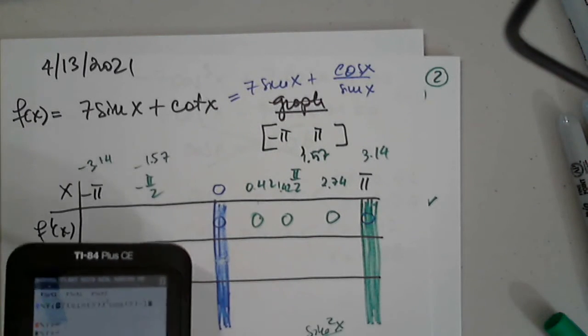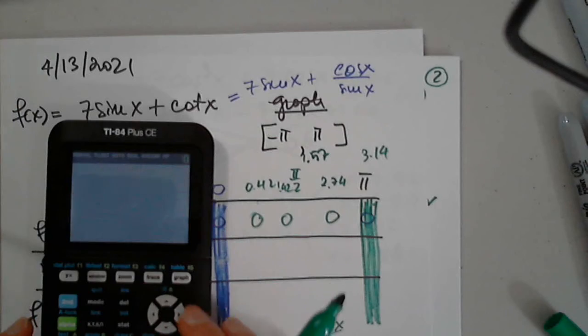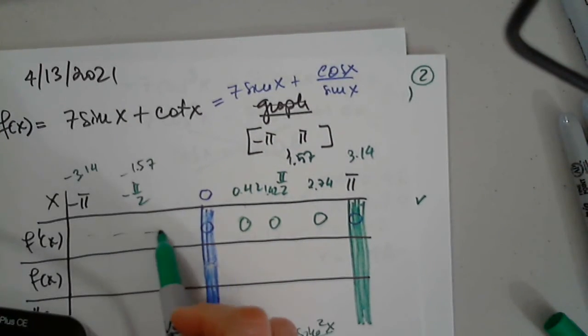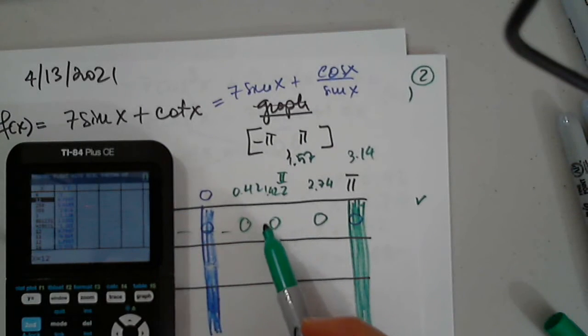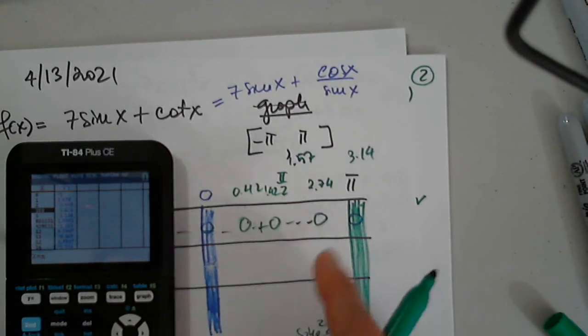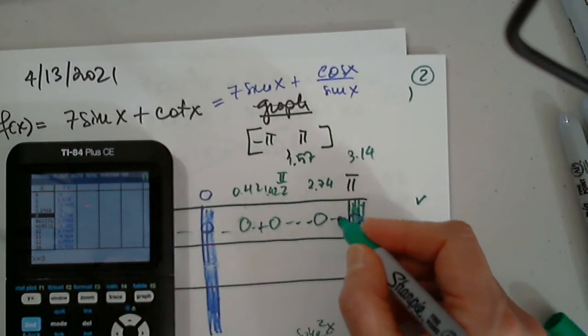Okay. So here I can plug in 0 and I get negative. Then I will plug in 1 and I get positive. I will plug in 2, I get negative. And I will plug in pi because I can, it doesn't matter. And it's also negative.